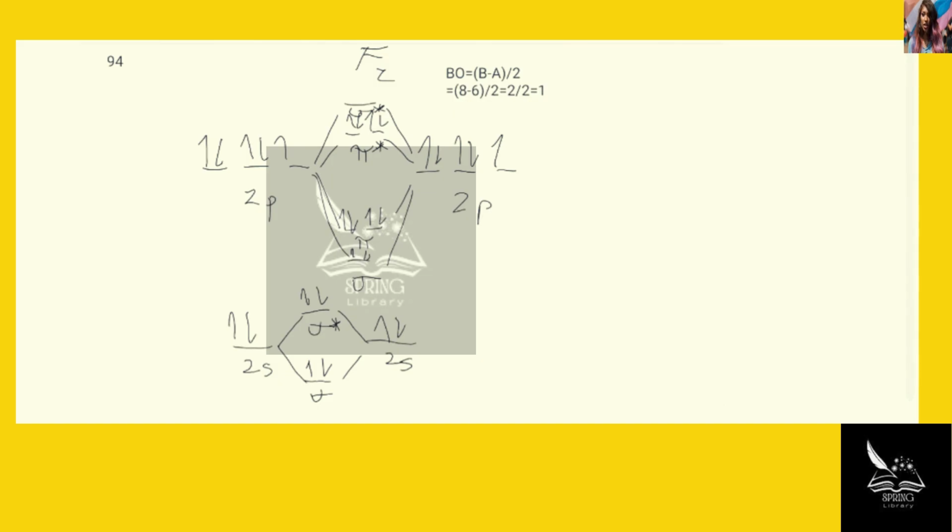So then we have F2 negative. We're just adding one more electron, so there will be one more antibonding electron. Calculating our bond order, the antibonding electrons are now equal to 7. So we have 1 divided by 2. The bond order is therefore 1/2. The stronger bond is in F2. The higher the bond order, the stronger the bond.